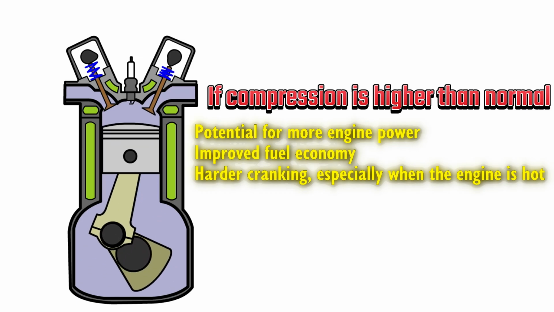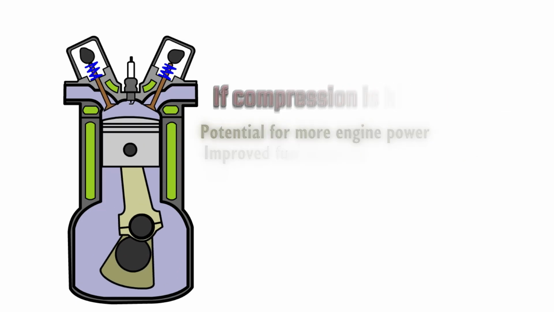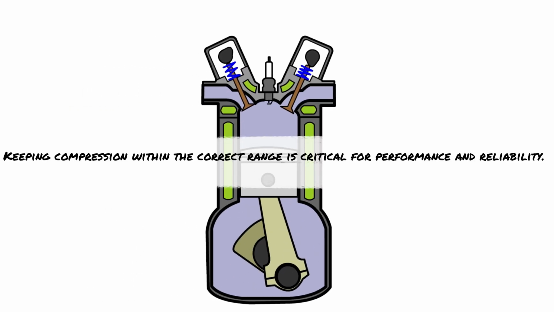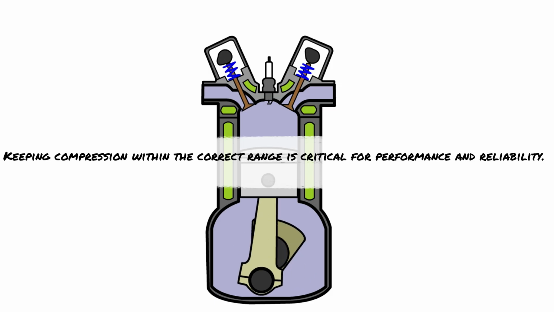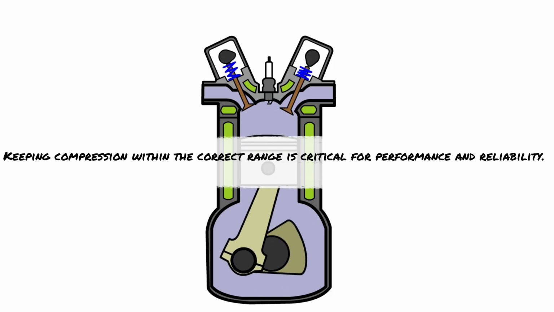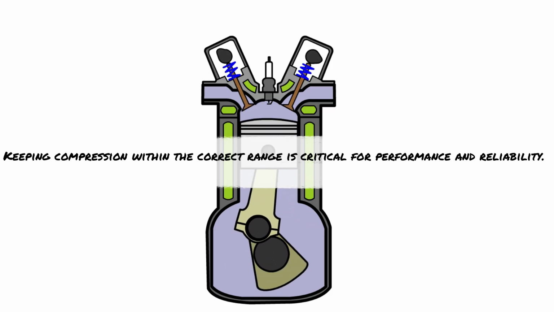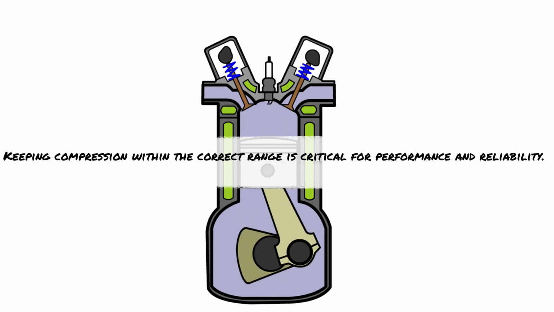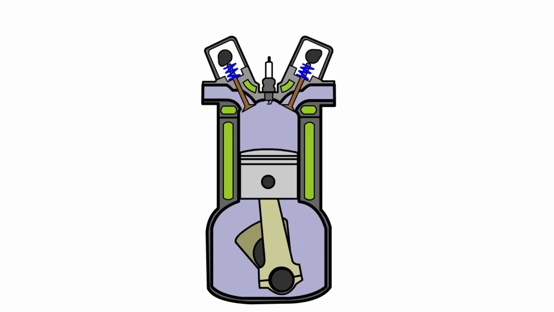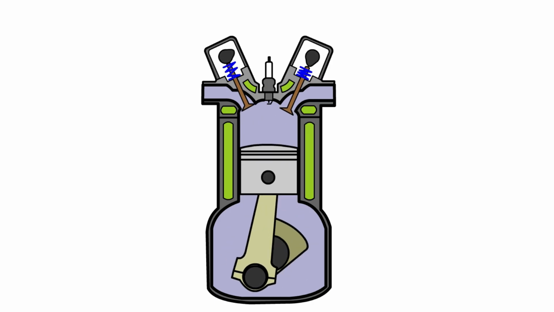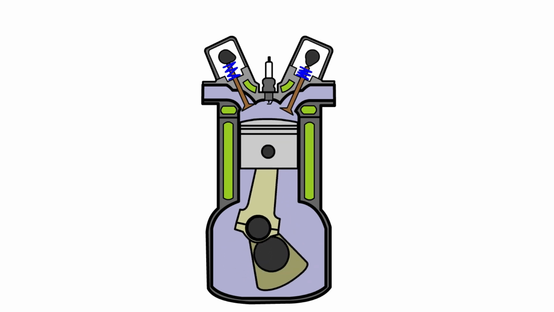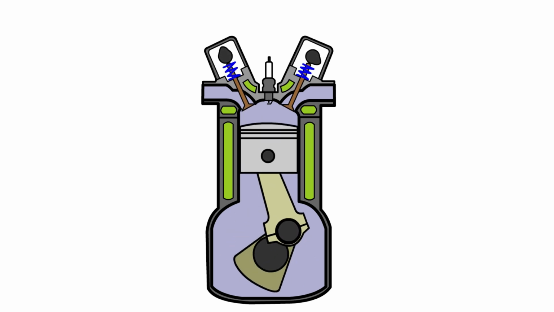This comparison clearly shows the trade-offs between low and high compression ratios, and why keeping the compression within the correct range is so important for both performance and reliability. Anytime an engine is modified, the compression ratio should always be checked to make sure it's still within the proper range. Changing engine components can raise or lower compression, and that directly affects performance, efficiency, and durability.